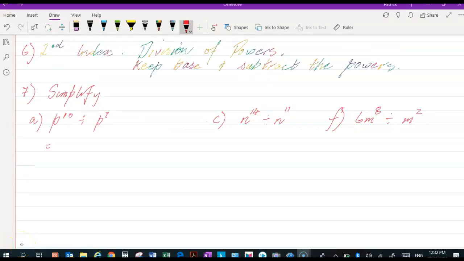We'll deal with that one, how it always equals 1. Question 7 really is just a working of those index laws, or the second index law, when we keep the base and subtract the powers when dividing. So p to the 10th divided by p to the 7th becomes p to the 10th minus 7, I should say.